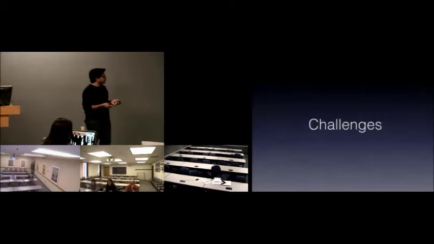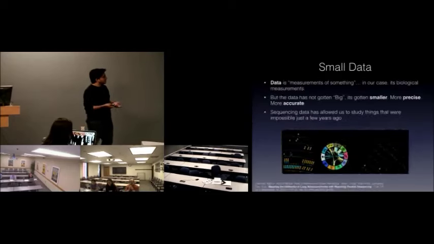So what are the challenges? We've been talking about big data, but in sequencing, what's actually happening is that we have small data. The data sets have gotten big, but the actual data points have gotten smaller, more accurate. So we have smaller data that's more accurate and more precise, but we just have a lot of it.